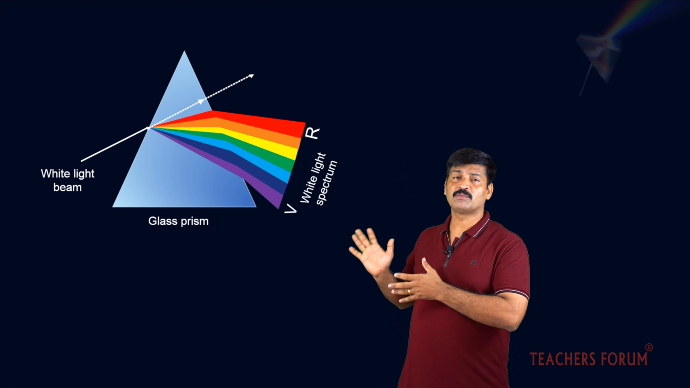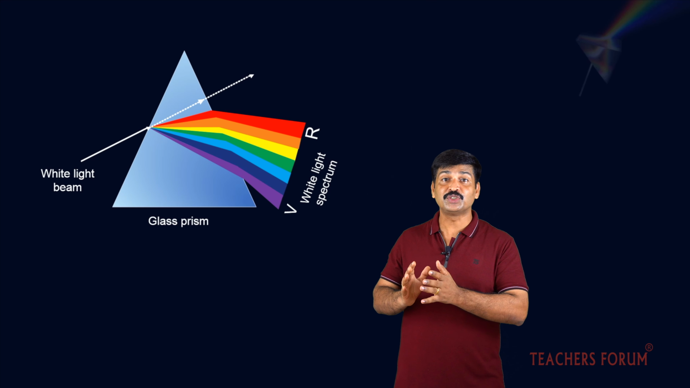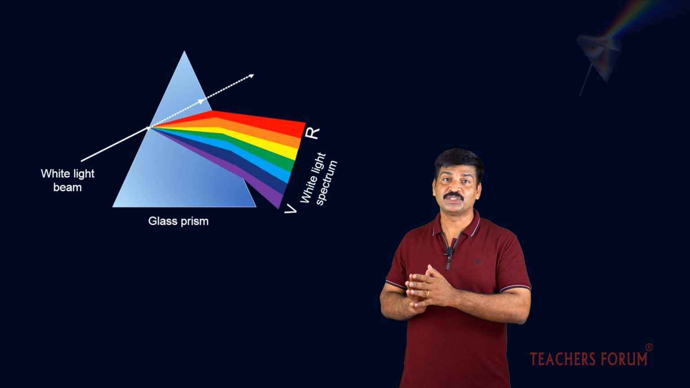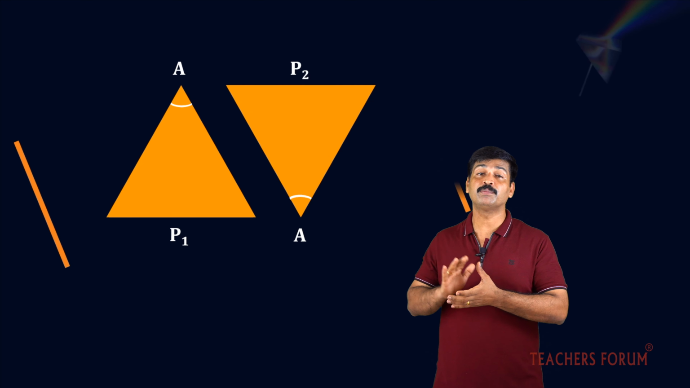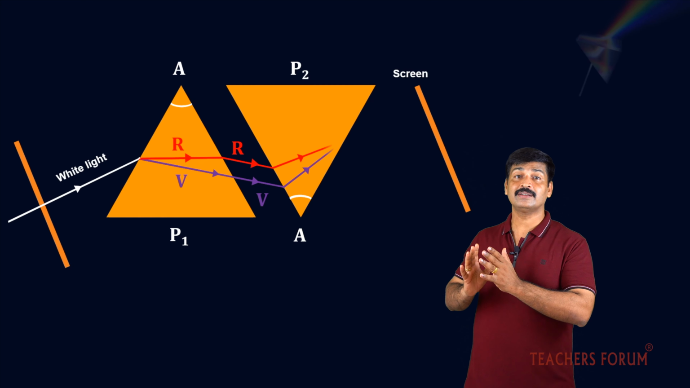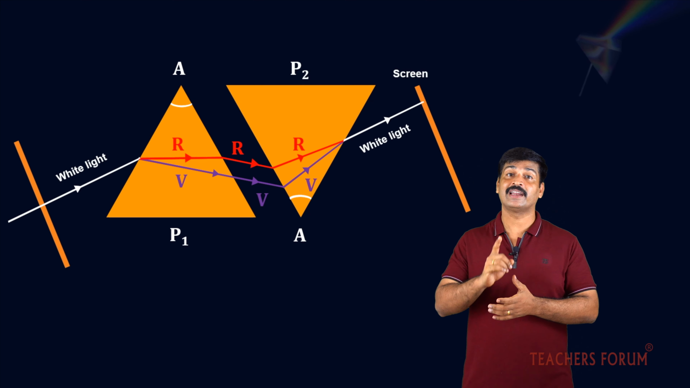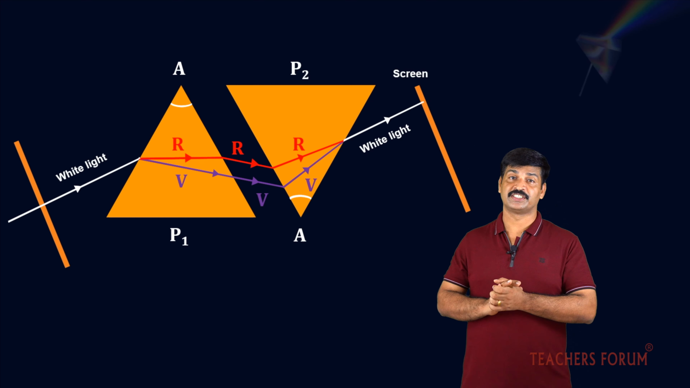Now he got a spectrum of colors here. He tried to split these 7 colors into different colors, but he couldn't split them again. But when he placed another prism identical to the first prism in an inverted position, and these 7 colors passed through one face of this inverted prism, on the other face he got the white light back. Thus he concluded that white light or sunlight is made up of 7 colors.